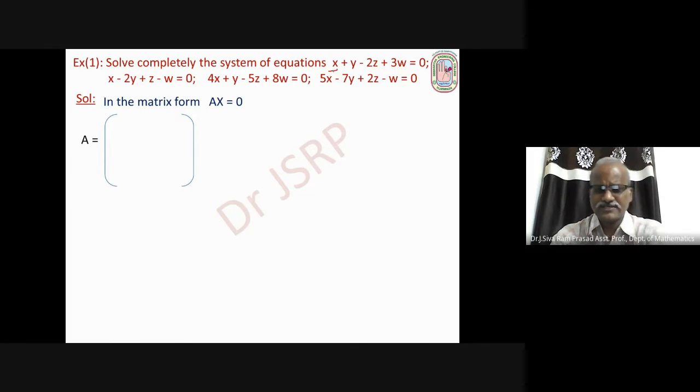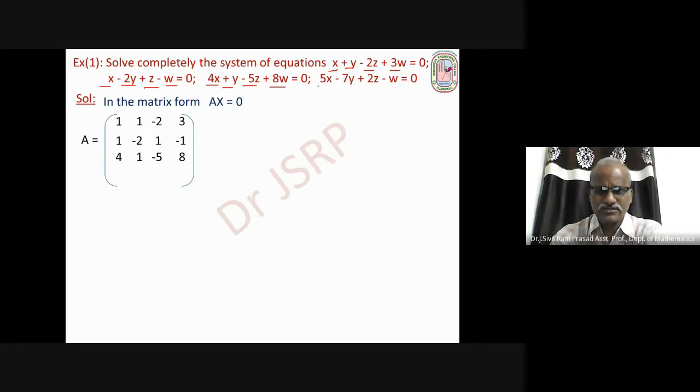In first equation, x coefficient is 1, y coefficient is 1, z coefficient is -2, w coefficient is 3. So this is first row. Next, second row. Coefficients in second equation, x coefficient 1, y coefficient -2, z coefficient 1, w coefficient -1. Next, third row. Coefficients in third equation. In third equation, x coefficient 4, y coefficient 1, z coefficient -5, w coefficient 8.